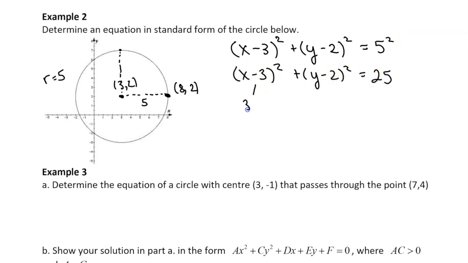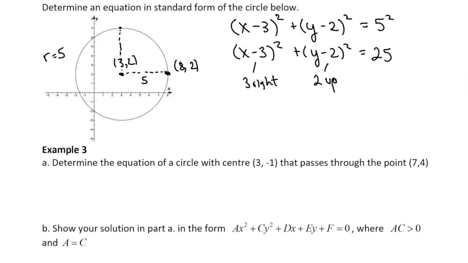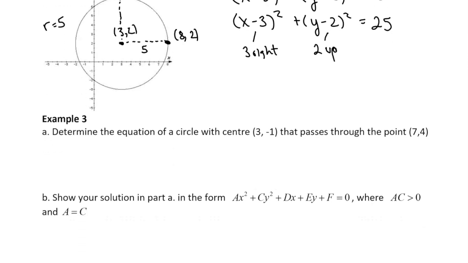Okay, so this means we've gone 3 to the right. This means we've moved 2 up. Okay, so it's just like our same translation characteristics that we would have learned from our transformations chapter.